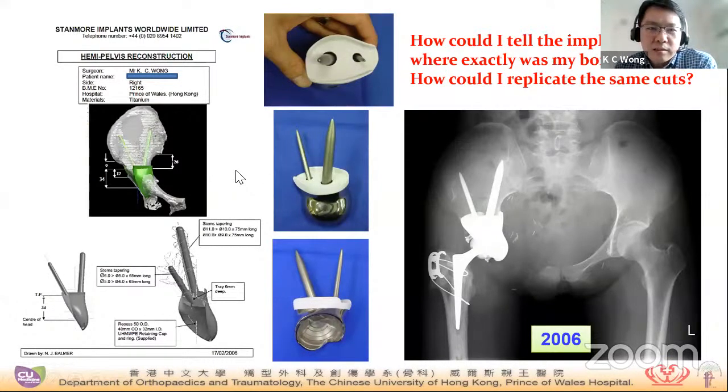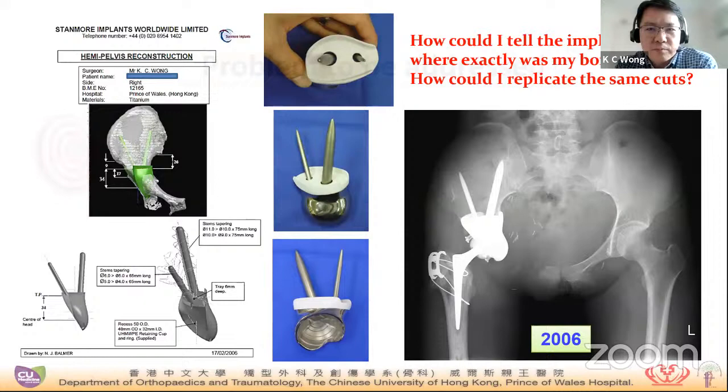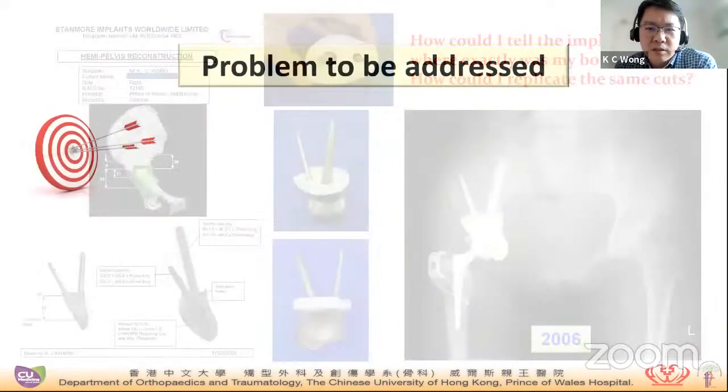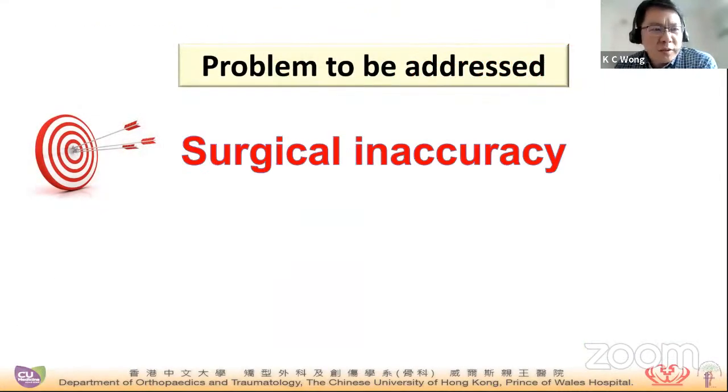And the next issue is how we could replicate the same planned cut. This issue bothered us quite a bit at the time of surgery, and we spent quite a lot of time measuring all this, and still had no good answer. We found that, more than 15 years ago, no one talked about surgical inaccuracy in replicating the plan.